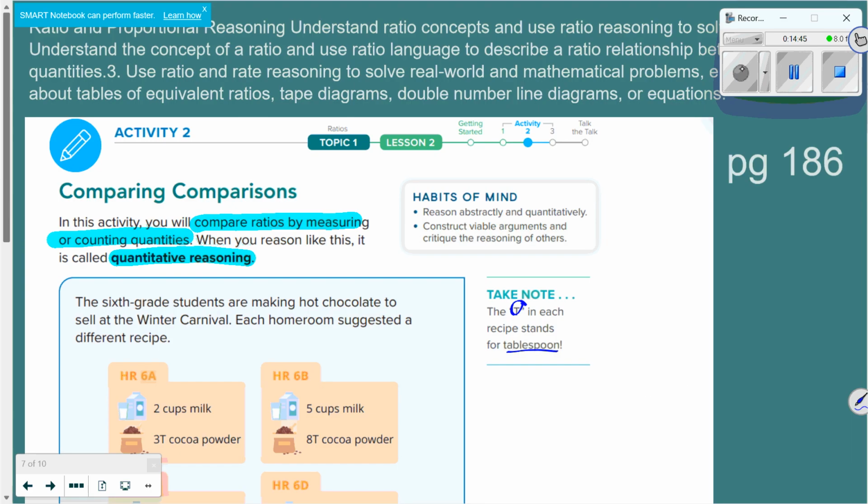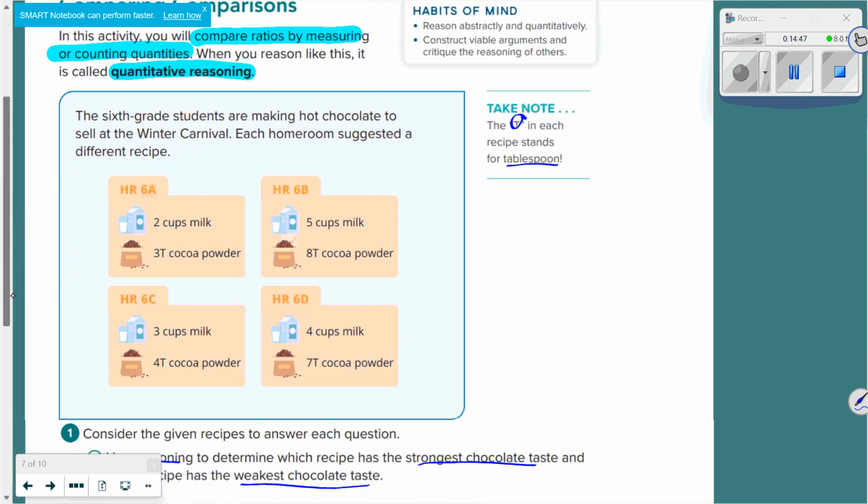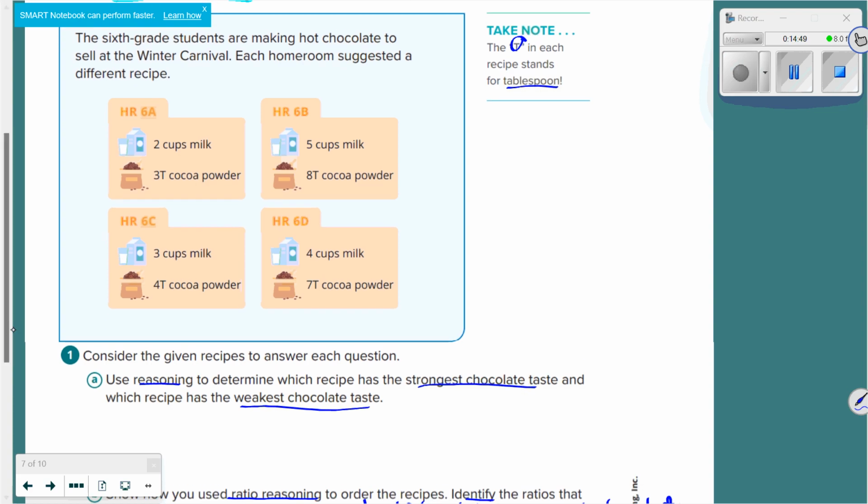I saw a lot of people struggle, a lot of extra help on this. So let's just talk about it real quick. When we are talking about quantitative reasoning, we're putting numbers to it. Okay? So the easy thing to do is figure out where I can find something that's the same so that I can compare the other thing. So in other words, if I've got 2 cups here and 5 cups here, where would those be?